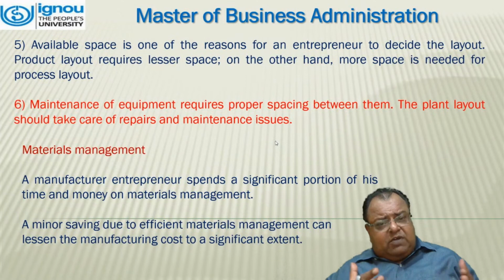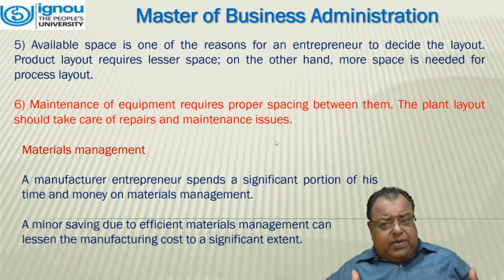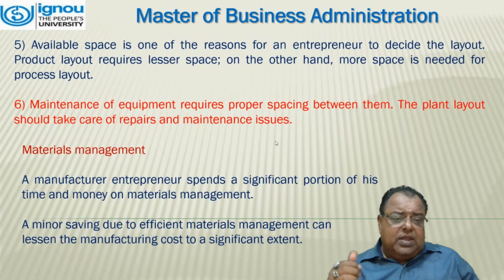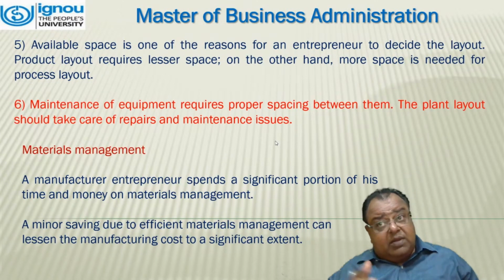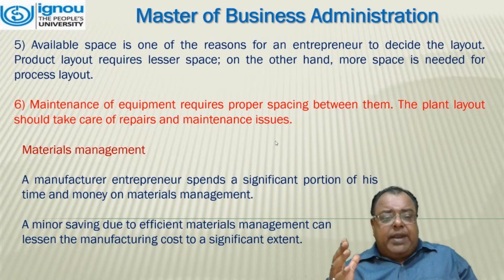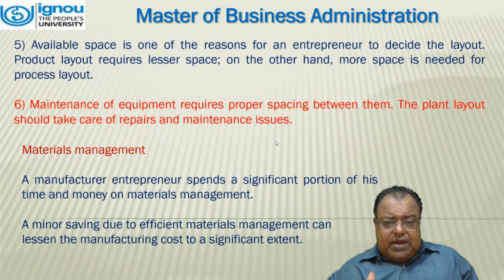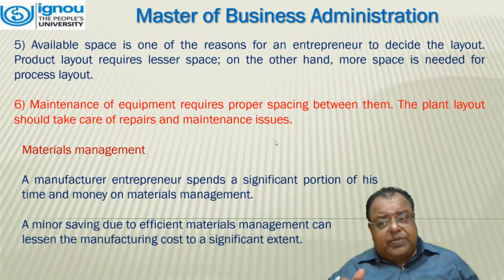Available space is one of the reasons for an entrepreneur to decide the layout. Product layout requires lesser space. On the other hand, more space is needed for process layout. Maintenance of equipment requires proper spacing between them. The plant layout should take care of repairs and maintenance issues.